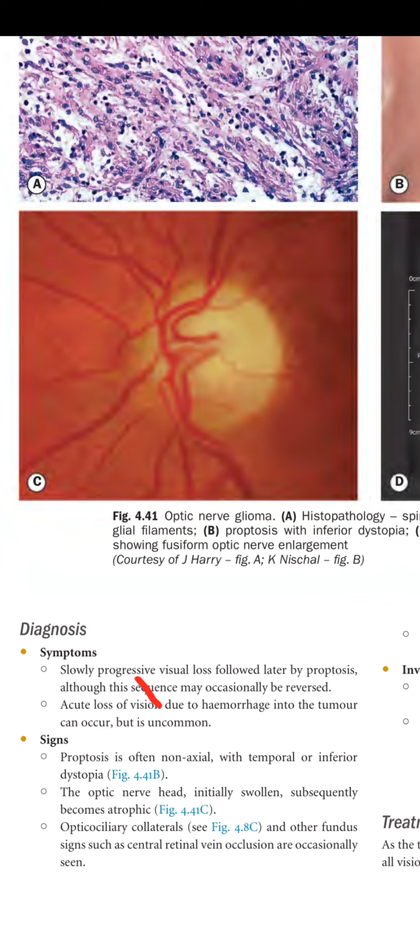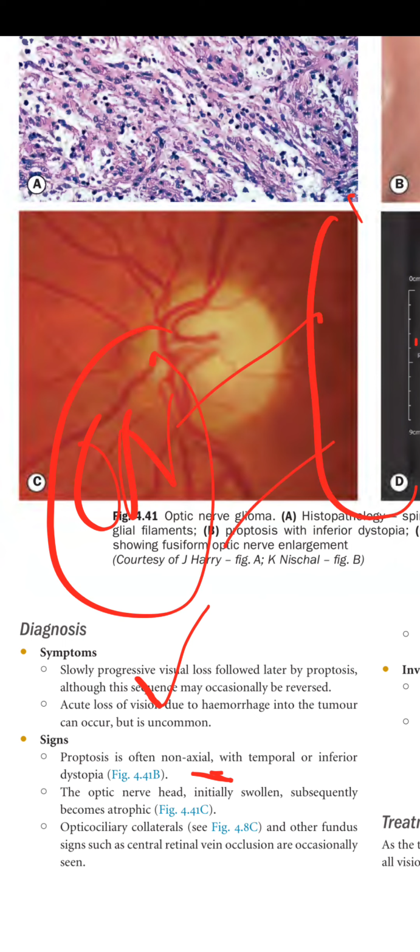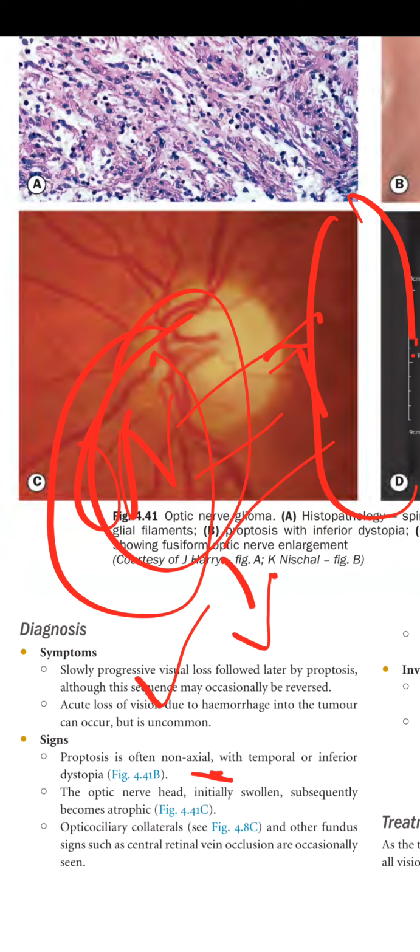Proptosis is often non-axial with temporal or inferior dystopia. Very important. Basically, we tend to think that the optic nerve lies just behind the globe, and if there is any lesion, it will cause axial proptosis. But that is not the case in optic nerve glioma. It will cause dystopia as well, usually temporal or inferior.